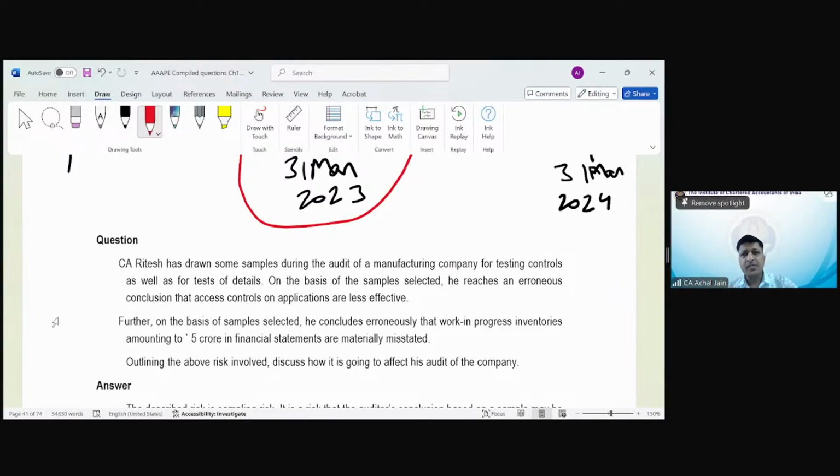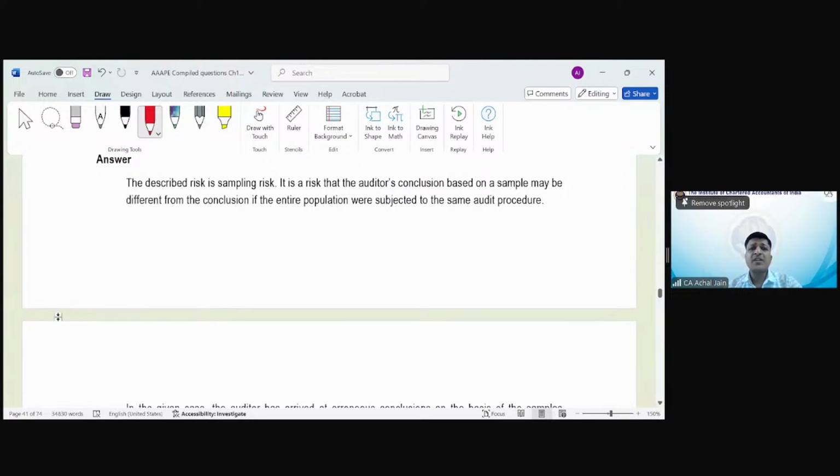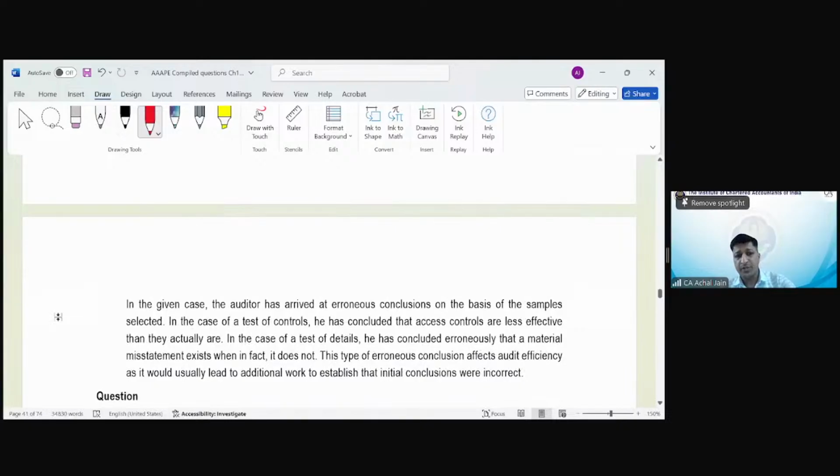So let's look at this. See, the described risk is what? Sampling risk. It's a risk that the auditor's conclusion based on a sample may be different from the conclusion if the entire population were subjected to the same audit procedure. In the given case, the auditor has arrived at erroneous conclusions on the basis of the sample selected.